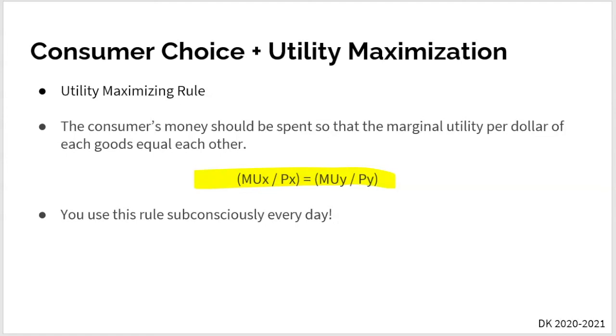This is just basically another way of saying we're going to consume up to the point where marginal benefit equals marginal cost. But the reason why we can't say this is because marginal benefit equals marginal cost is only looking at one item at a time. And so if you're looking at the marginal utility per dollar, that's when we can compare unlike items or 2 or more items against each other. And so we use this rule subconsciously every single day. We don't actually do the calculation, but instead we intuitively do this.